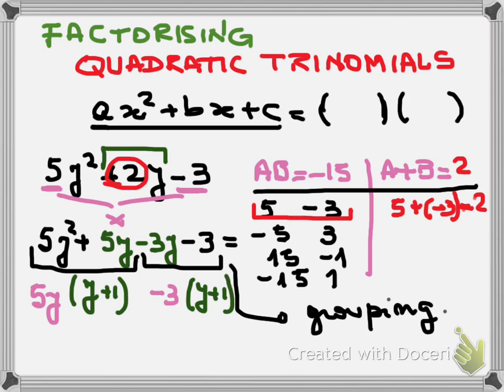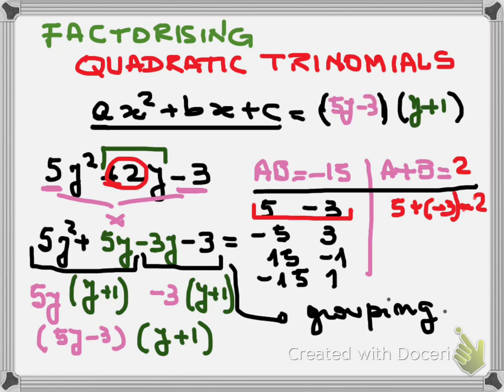So, in order to finish my factorization, I am going to gather together 5y minus 3, and I will multiply it by y plus 1, which is the common factor of the two terms I have above. So, now I am ready to replace by the factorization. And that's it.